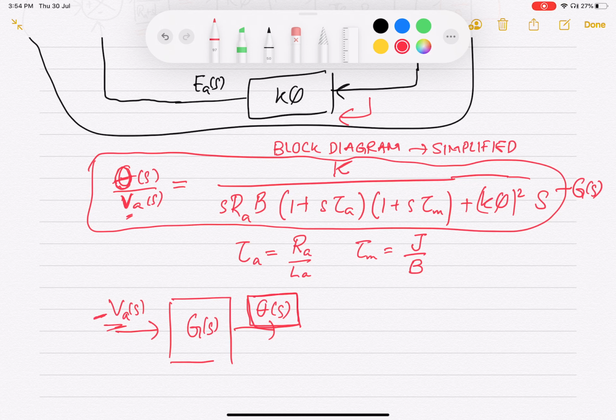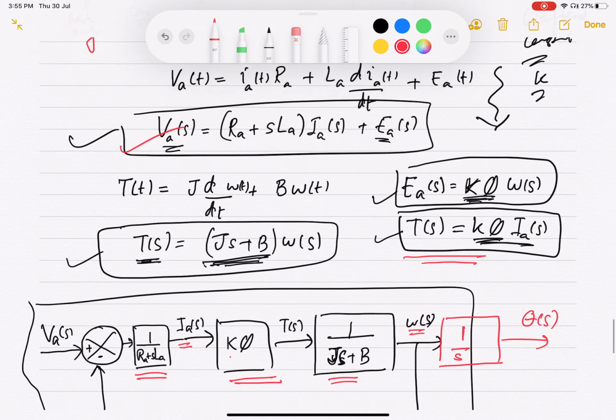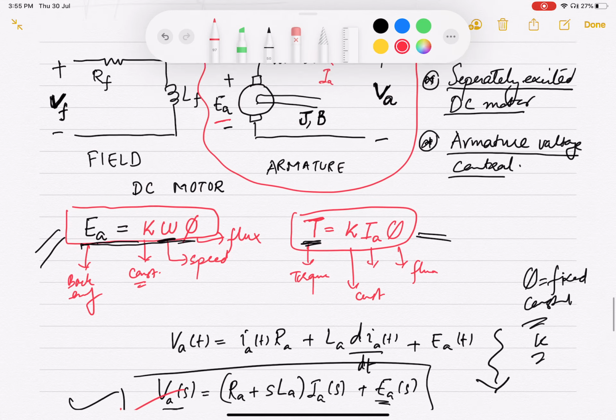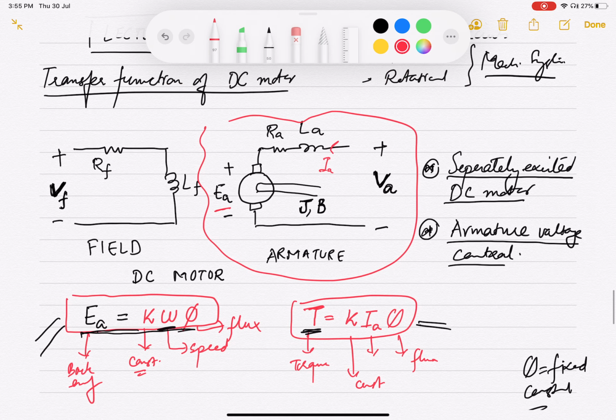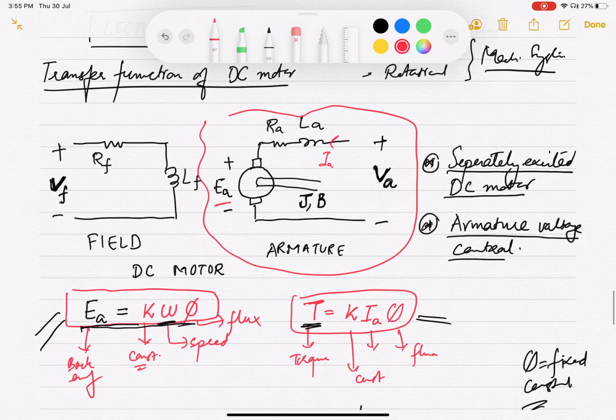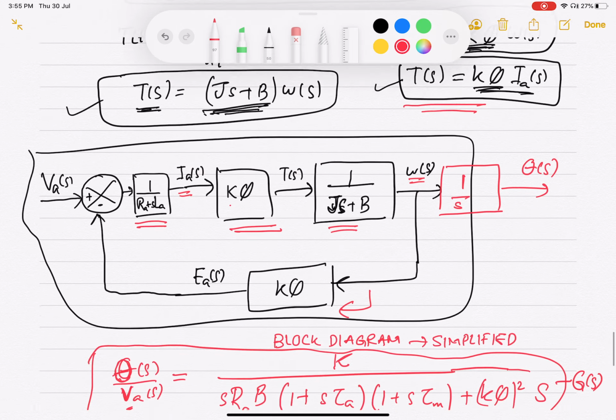In addition to this, you also have field control. You also have armature resistance control. You also have other methods for other motors that we try to control. There are a number of methods, a number of strategies. But what we have seen today is one of the most common methods of controlling the speed and angular velocity of a DC motor, which is separately excited, using armature voltage control.